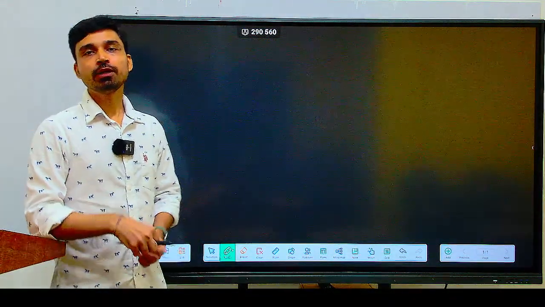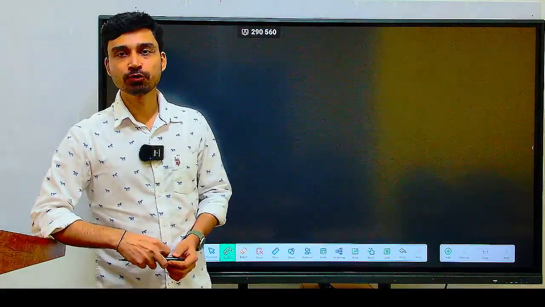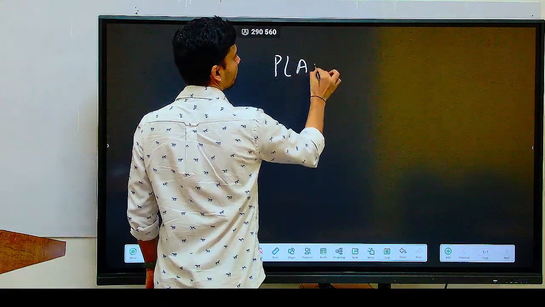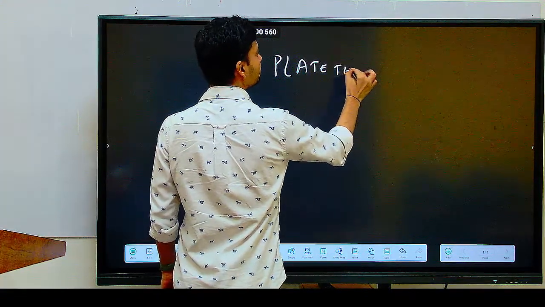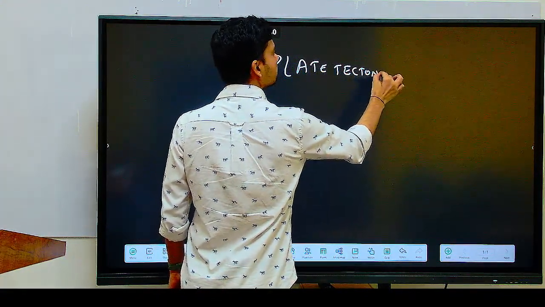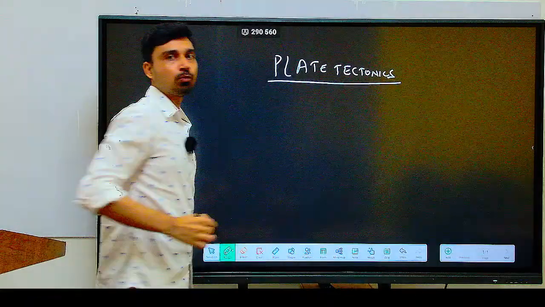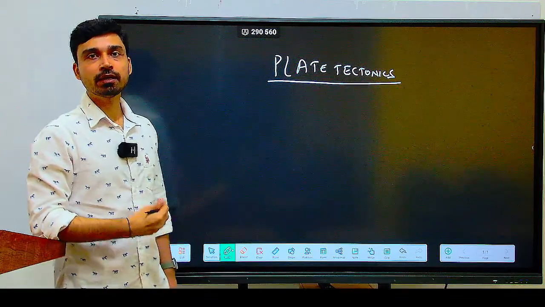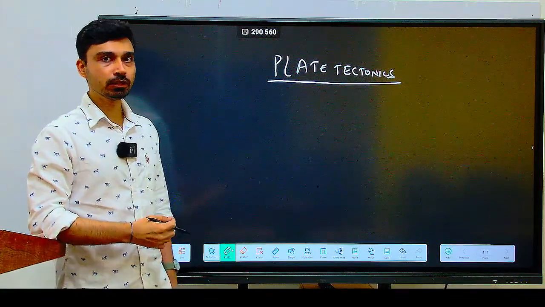Today we are going to discuss a very important concept of geography, that is plate tectonics theory. This is considered the most widely accepted theory and also the most recent theory as far as the surface movement of the earth is concerned.